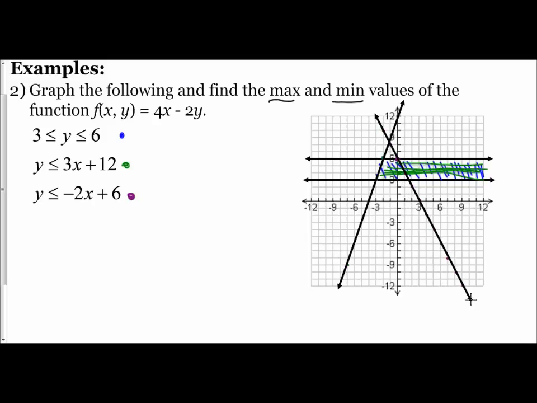Y is less than or equal to, so I would shade below this line. And when I shade below this line, I can see the crisscrossing pattern is occurring inside of this trapezoid there. And so since I see that this is where my overlapping occurs, I'm going to erase the rest of the shading.